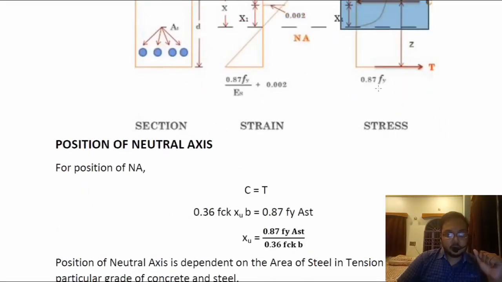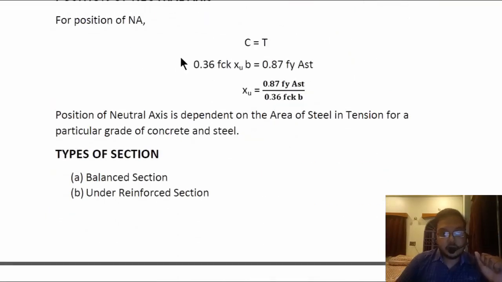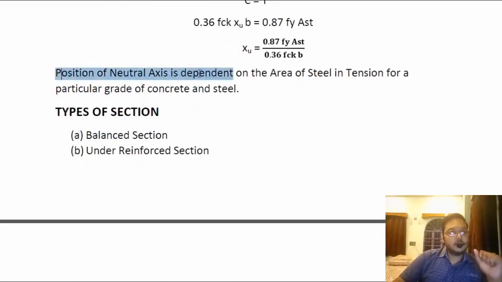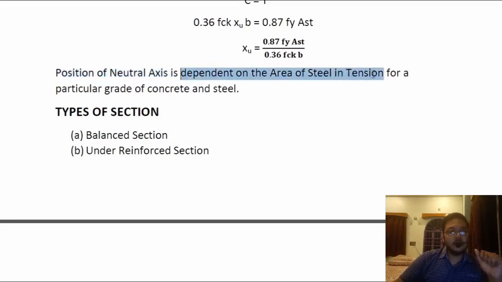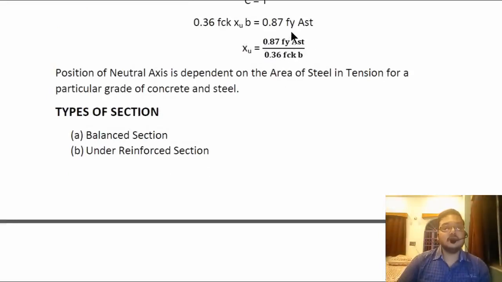Similarly, for concrete it is 0.36 FCK XU multiplied by B. So on solving this equation, I will get XU equal to 0.87 Fy AST upon 0.36 FCK B. So for the position of the neutral axis, what are we dependent on? We are dependent on the area of steel in tension for a particular grade of concrete and steel, as the formula suggests, 0.87 Fy AST upon 0.36 FCK B.